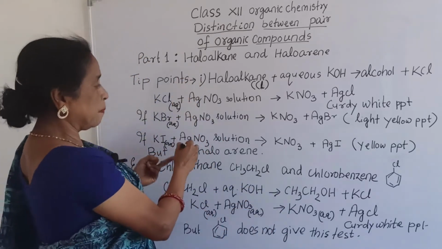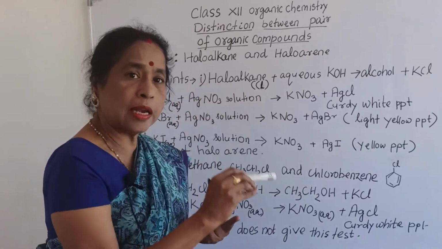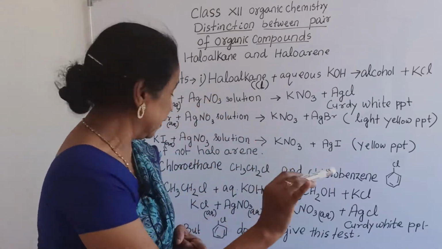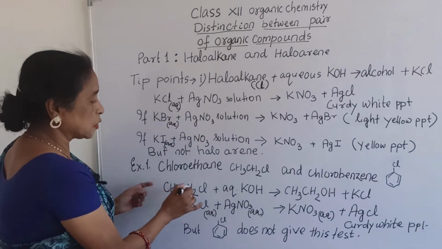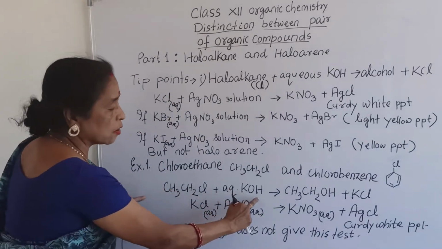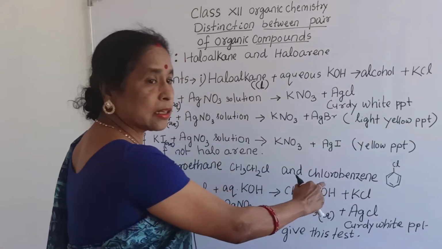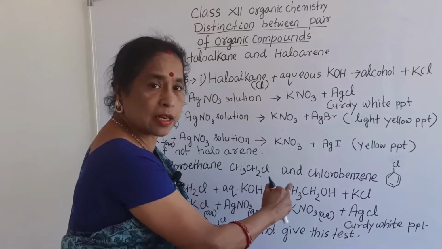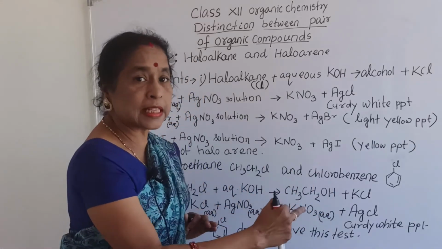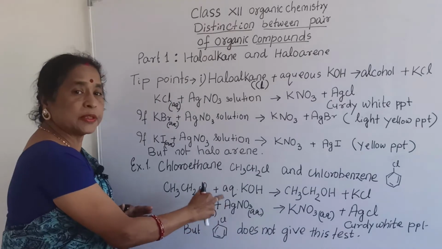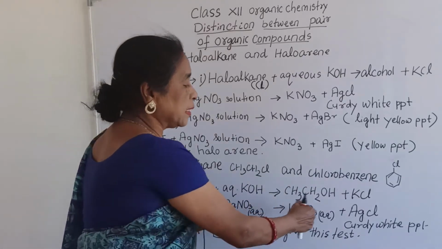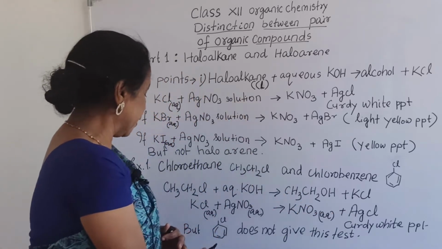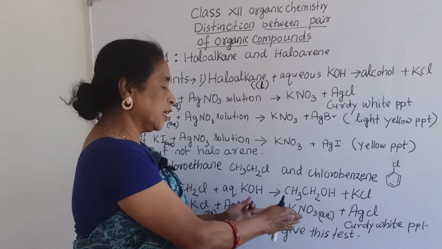But according to our tip point, I told you only haloalkane will react with aqueous KOH, not haloarene. Let's see here, CH3CH2Cl, now treated with aqueous KOH, it gives ethyl alcohol as the main product because it is chloroethane. And what is the byproduct? KCl. When KCl is treated with AgNO3 solution, it gives AgCl, a curdy white precipitate, but chlorobenzene does not give this.